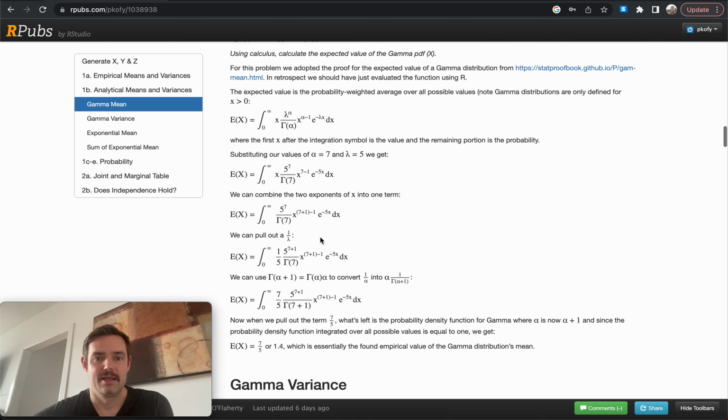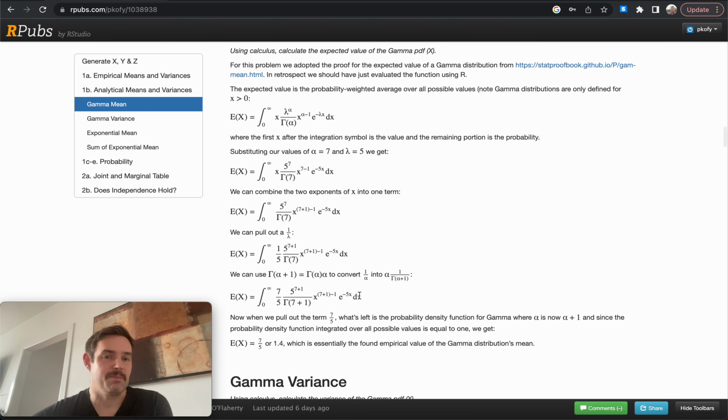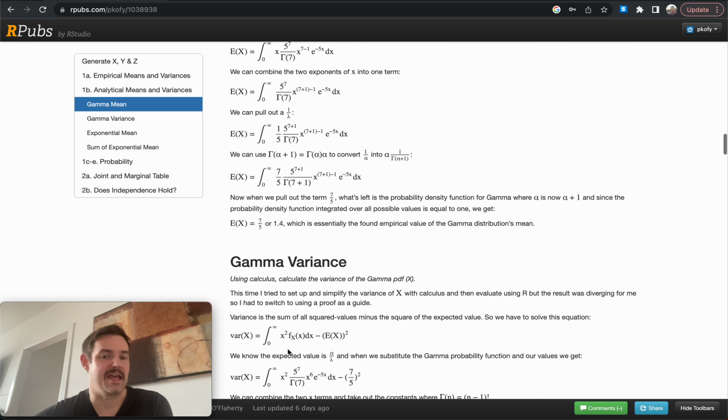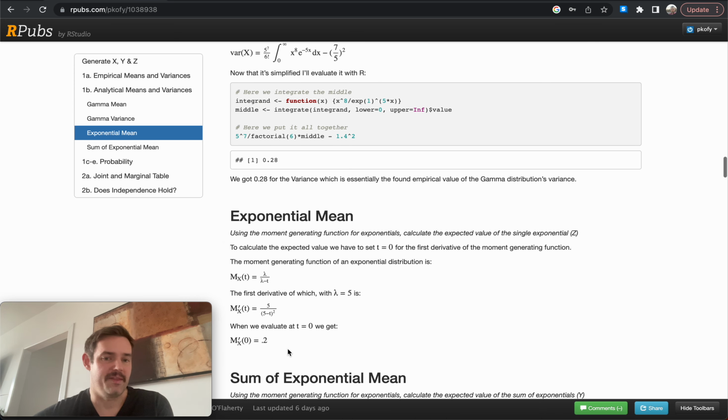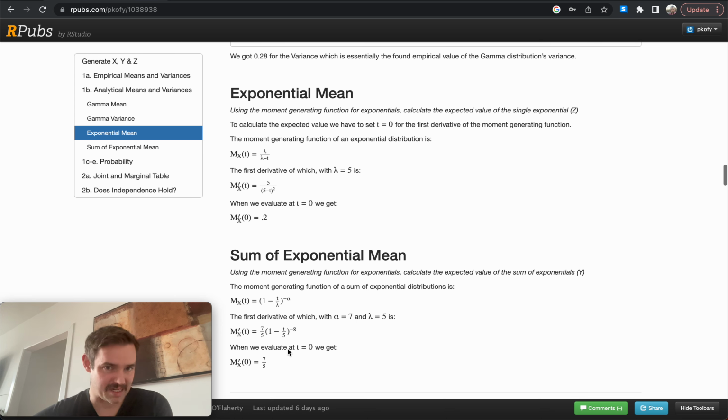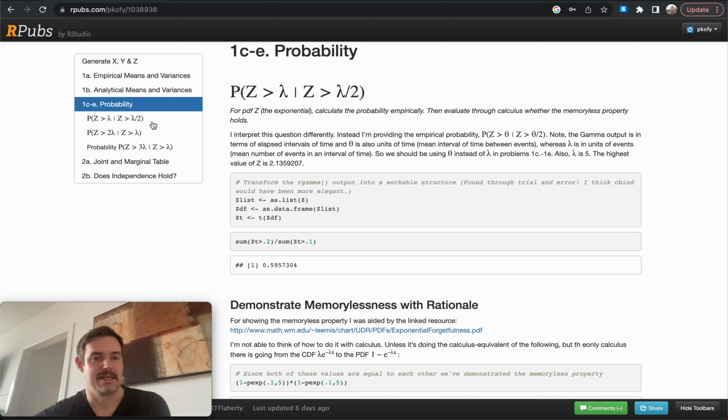And with the gamma, we analytically come up with what the expected value and the variance are, and the expected value for the exponential and sum of exponentials, and we match what we found empirically with our generated data.